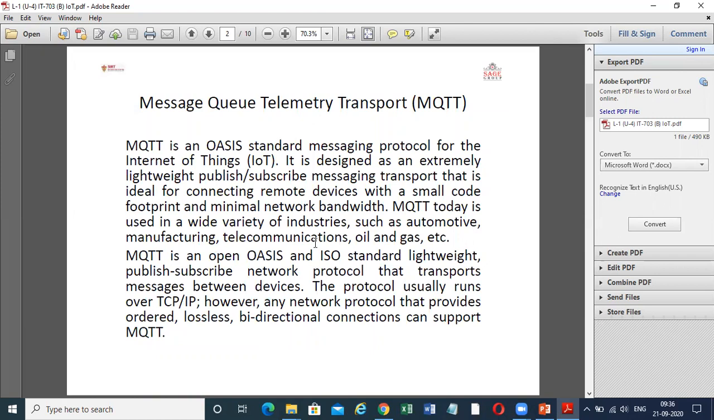MQTT is an open OASIS and ISO standard, lightweight, publish subscribe network protocol that transports messages between devices. The protocol usually runs over TCP/IP. However, any network protocol that provides ordered, lossless, bidirectional connections can support MQTT.